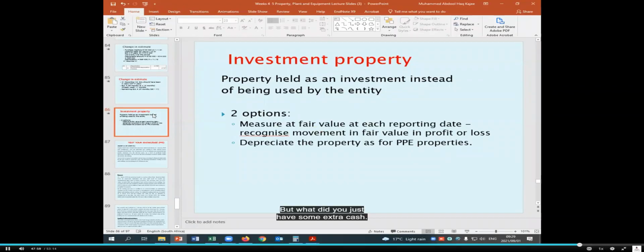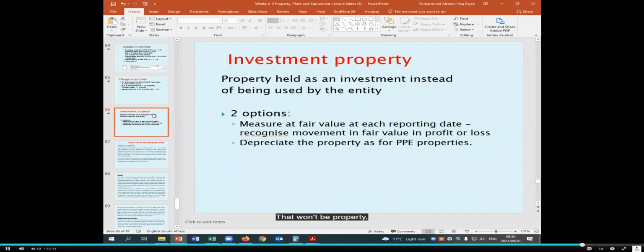But what if you just have some extra cash and you say, I want to buy a building as a store of value and as an investment? Right now, we're not using it. You're not doing admin in it. You're just keeping it.